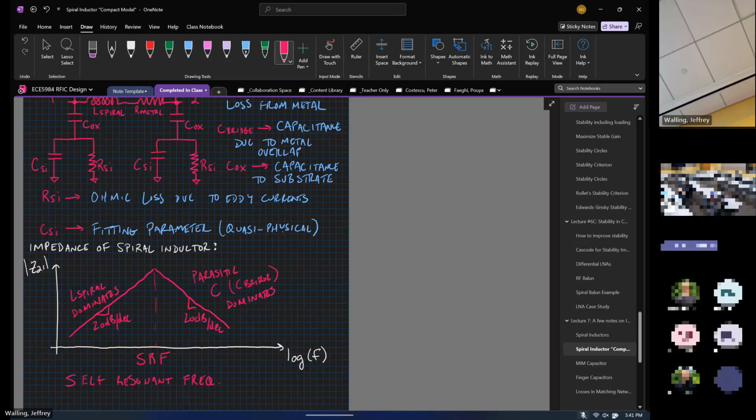This is the frequency where the inductor resonates just with its own parasitic. So the physical manifestation that's required to make this inductor brings along all these parasitics and creates a resonance just by itself. And we can approximate this and say that it's more or less equal to 1/2 pi times the square root of L spiral times C bridge.